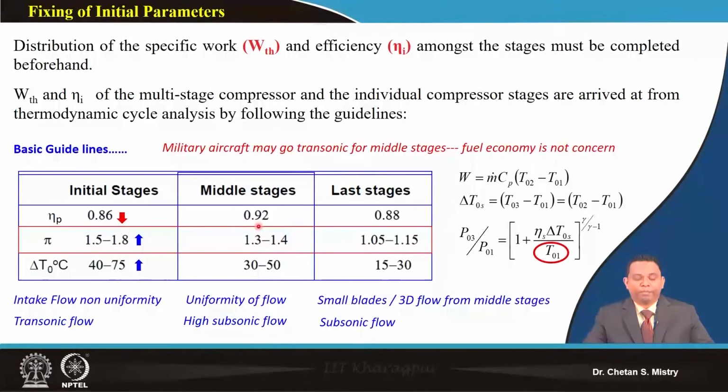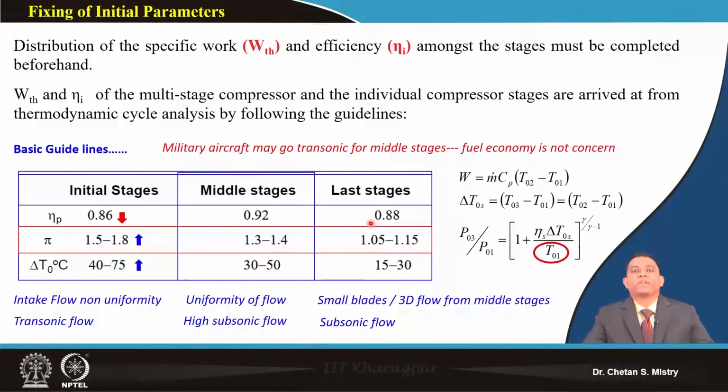The pressure ratio will be in the range of 1.3 to 1.4. The temperature rise we can safely assume between 30 to 50 degrees. So the middle stage has higher efficiency. You can say later stages of my LP or initial stages of HP can be of this configuration. Now, the last stages, we can say the HP compressor's later stages.